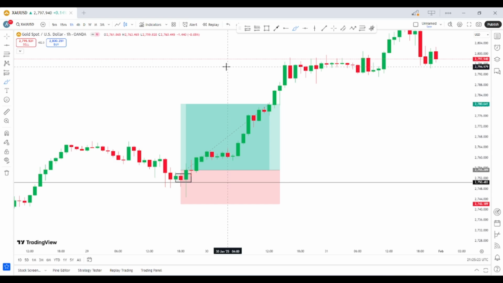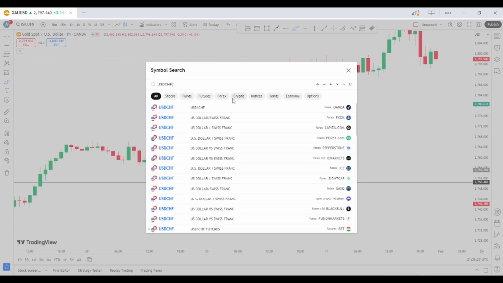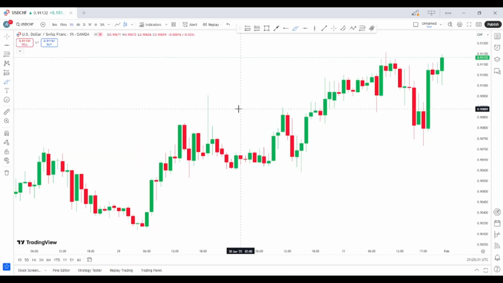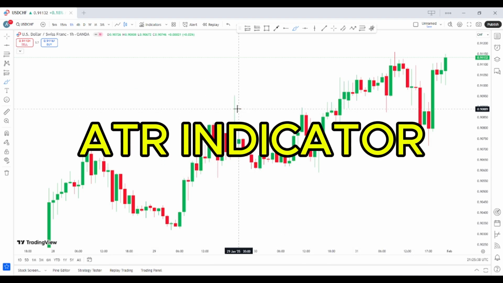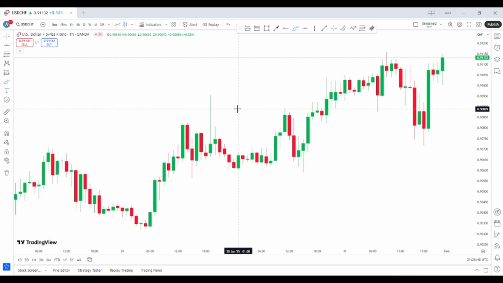First of all, let me start with USD CHF for the example. So let's say this is the pair USD CHF. We are going to use an indicator here on TradingView called the ATR indicator. The ATR indicator measures the amount of time, the volume and the volatility in the market to show us the areas where we can place our stop loss and won't be taken out. So that is the indicator we are going to be using in this video.